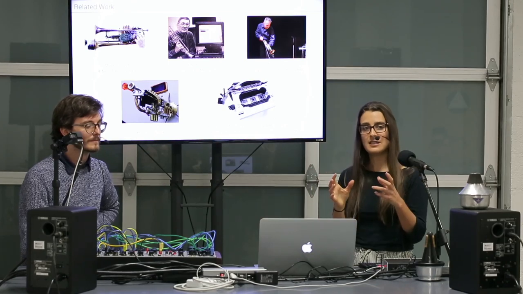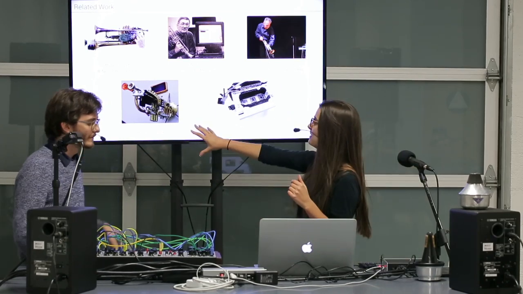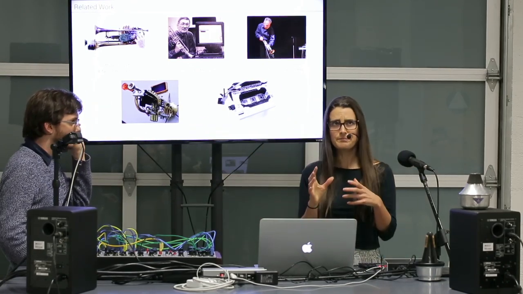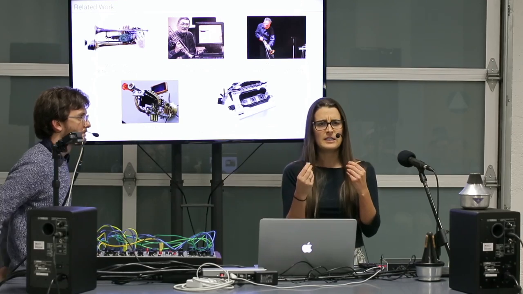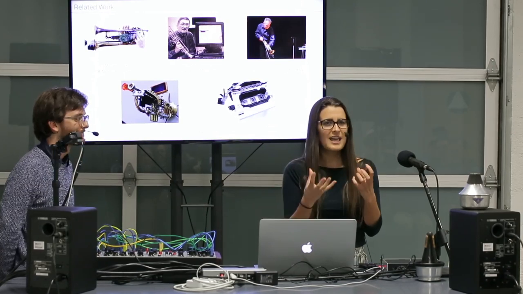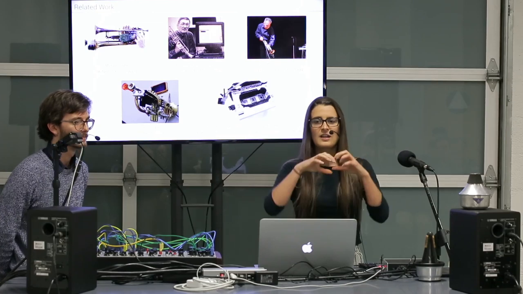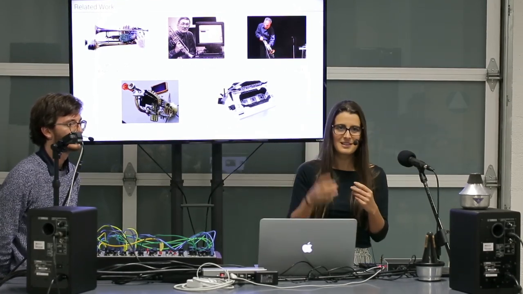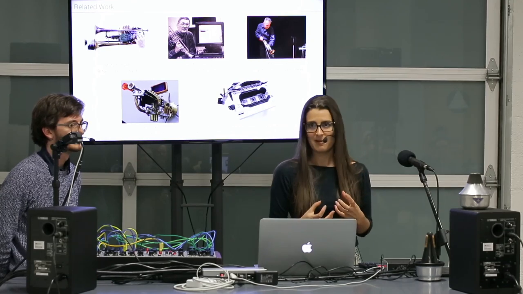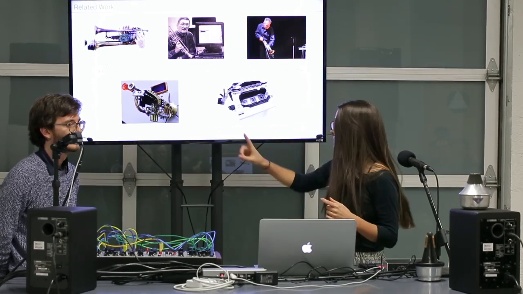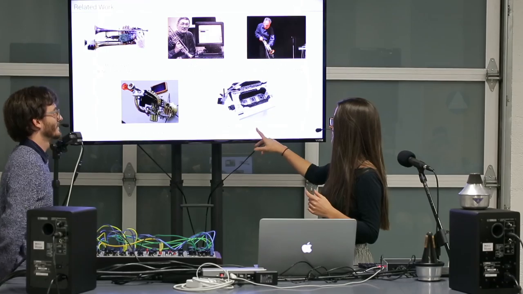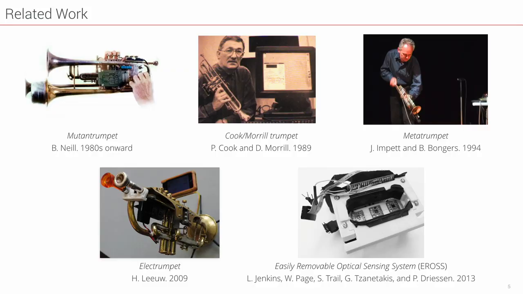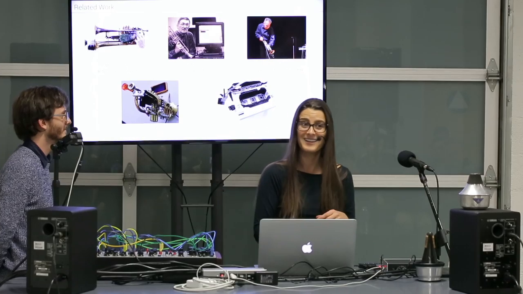The thing in particular is that all of these trumpet controllers were very gear heavy. They really involved putting a lot of new stuff on the trumpet, lots of bells and whistles, modifying the trumpet permanently, except for one of them, which is this one, the easily removable optical sensing system, which was developed by some wonderful folks at the University of Victoria in Canada.